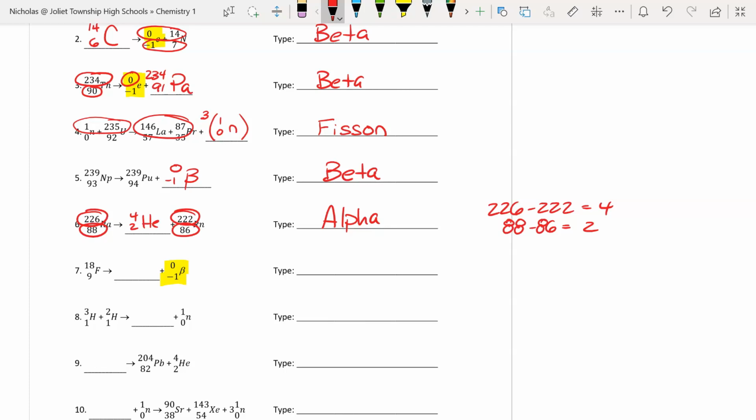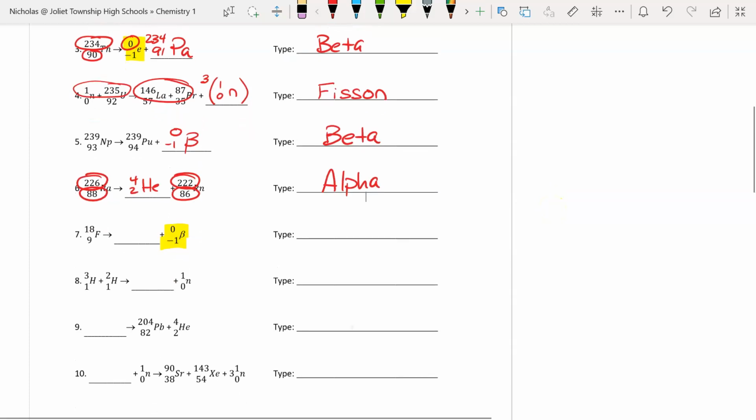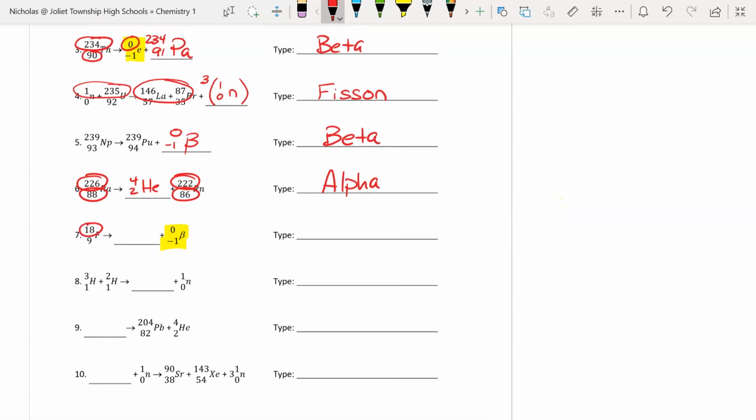Okay, moving on to number 7. We know that this one already is beta decay, so it's just a matter of filling in the blank here. So 18 and 0. So we're going to need 18 on the right side of our equation. And then we've got 9 and negative 1. That is 8. So again, I'm looking at this. I need this to balance out. Sorry, that is not 8. That is actually going to be 10, because 10 and negative 1 is 9. 10 on the periodic table is neon. And this is going to be beta decay.